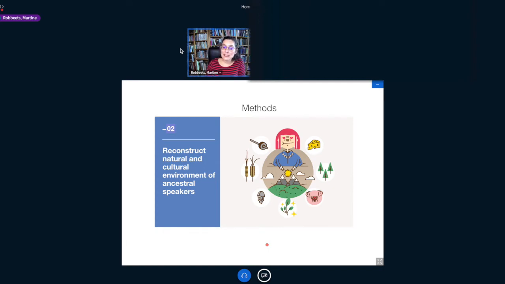A second method is that linguists can reconstruct the natural and cultural environment of the ancestral speakers. When we reconstruct a proto vocabulary, we can determine the culture that is reflected in that vocabulary. So the basic idea is that if the speakers of a certain proto language had words for, say, textile tools, or they had words for agriculture or for stone tools, for certain fauna and flora, for animal husbandry, or for dairying terms. If these words exist, that means that the speakers of the ancestral language were also familiar with the concepts. So by reconstructing proto-language, we can determine proto-culture.